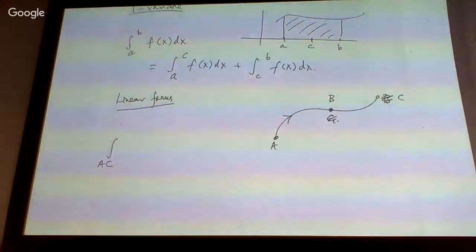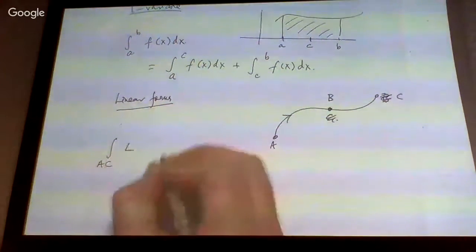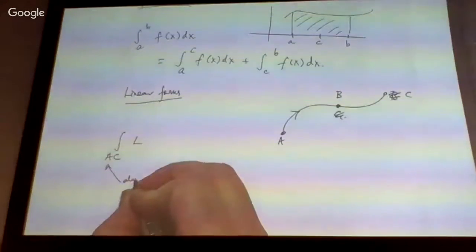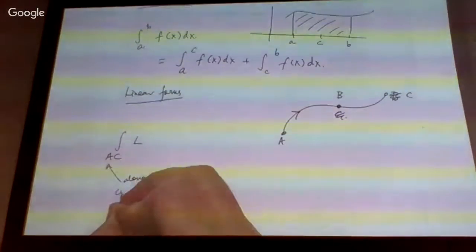So sometimes we use this kind of notation of a linear differential form. So the fact that this is along the curve is implied.